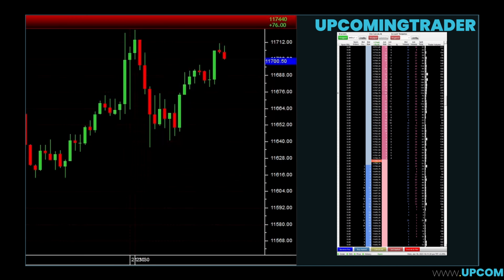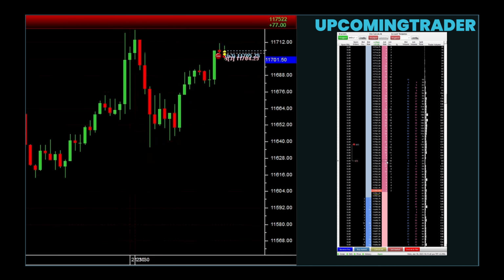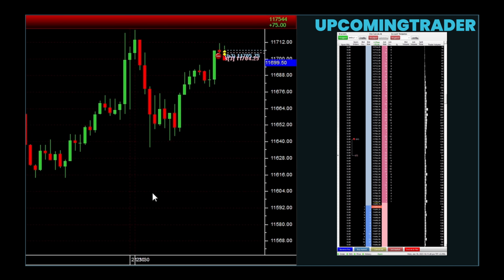A double bottom forms when the price hits a low level twice, showing strong support and signaling a potential upward reversal. Conversely, a double top forms when the price reaches a high level twice, indicating strong resistance and a potential downward reversal. The head and shoulders pattern is another reversal pattern, often seen at the end of an uptrend.